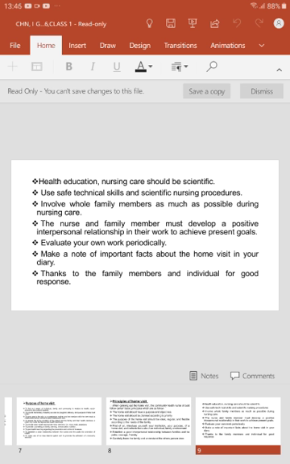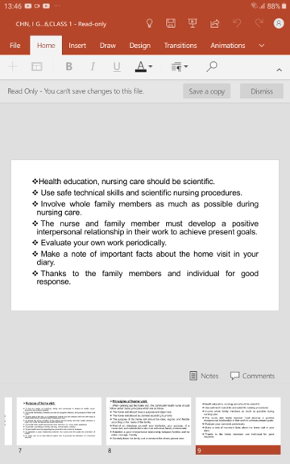Then, involve all family members as much as possible during nursing care. However many members are in that family, you should give a questionnaire to each of them individually, and you can ask questions to each and every member. If it is a baby also, you can ask about their problems.